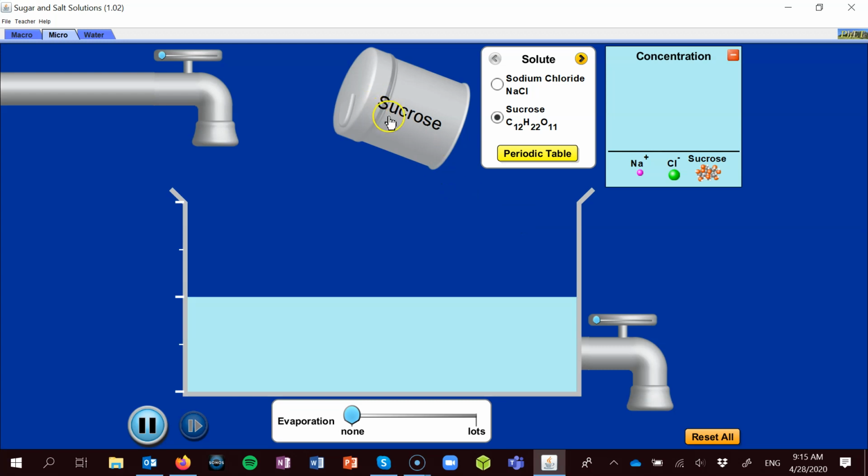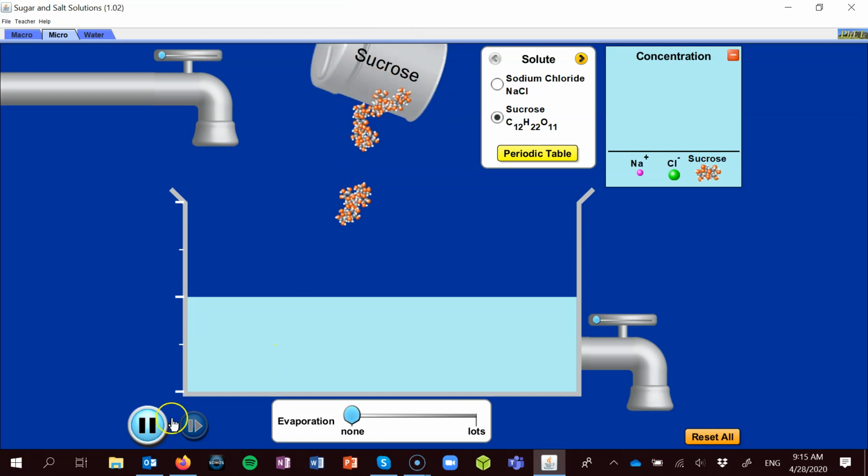Now remember, sugar or sucrose is a covalent compound. So again, we're going to shake it out of the sugar shaker. I'm going to pause it before it hits. And what I want you to do is notice the way that it's represented here. Over here on the right, upper right, here's a sucrose molecule. Now, molecule is a word that chemists will use exclusively with covalent compounds. We use the term formula units with ionic compounds. So notice we've got the sucrose molecule.